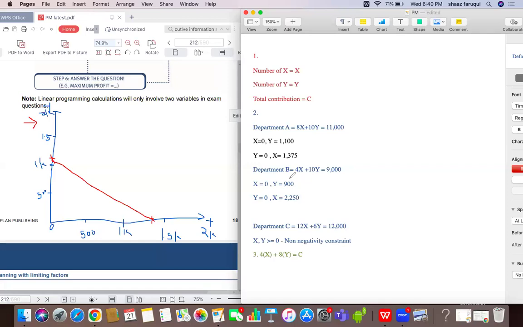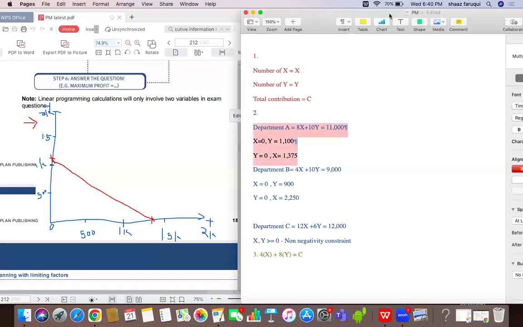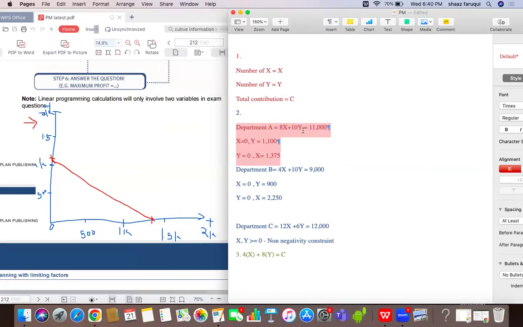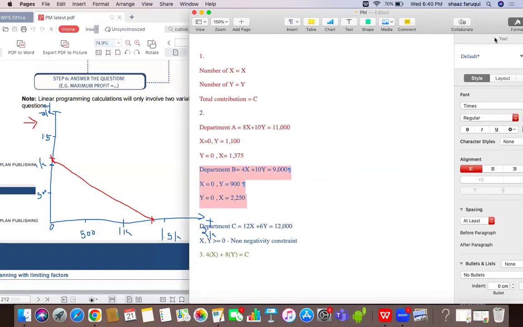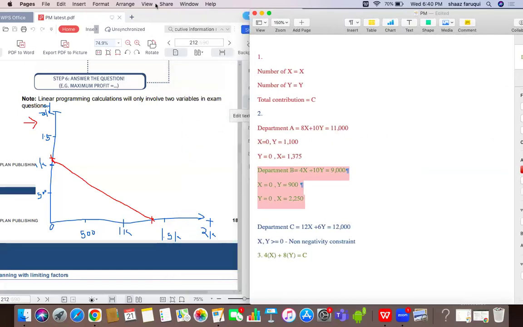So again, we will do the same thing. These points, we will plot on the graph. But in this case, I'm putting it in a different color so that you are able to see. Okay. Red line is the department A line. So I'm putting department A in red color so that you are able to later see it. Department B will be in green color.